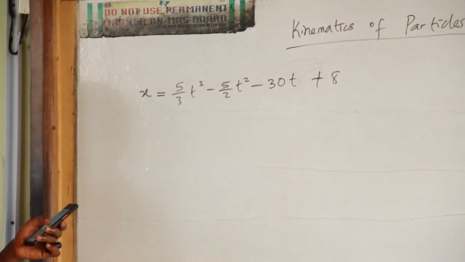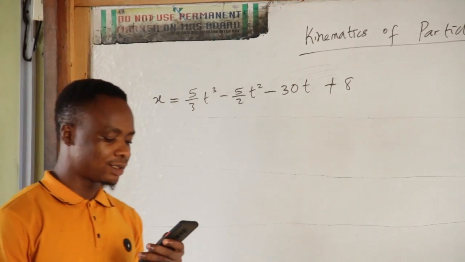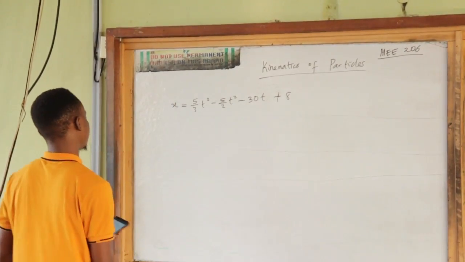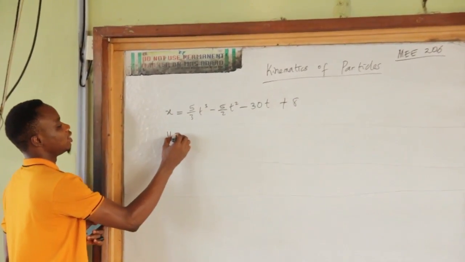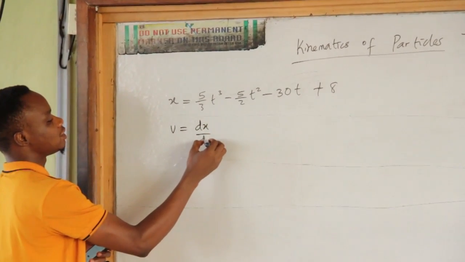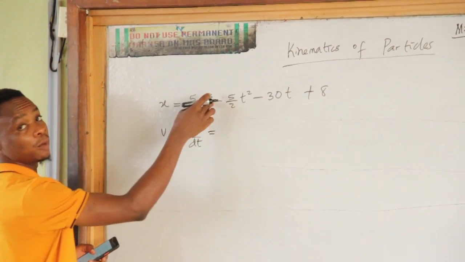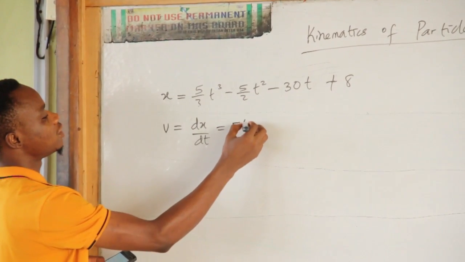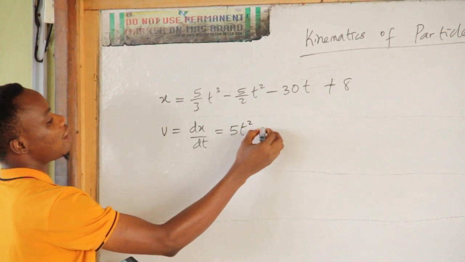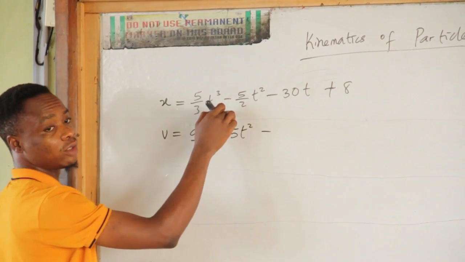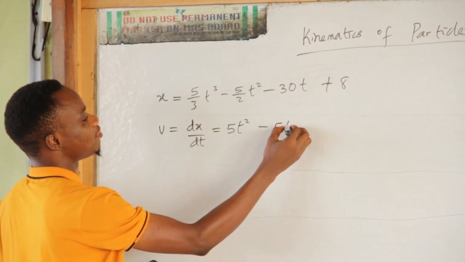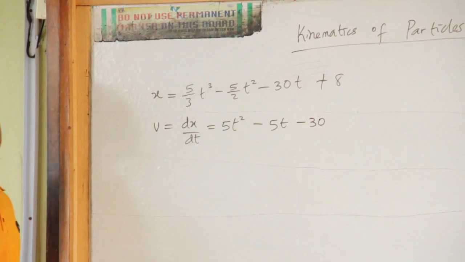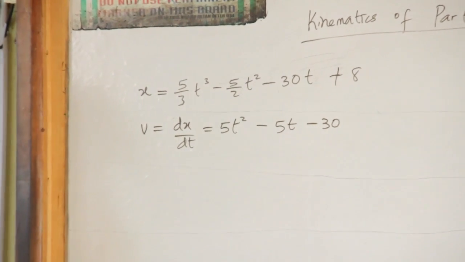So what have we been asked to find? The time, the position, the acceleration, and the acceleration when the velocity is zero. So let's get the velocity. Velocity equals dx/dt. So we can differentiate this. When you bring the 3 down, it will cancel this. And that's going to be 5t squared minus, when you bring the 2 down, it will cancel the 2 below, 5t minus 30. Does that make sense? Do you understand what I'm doing?